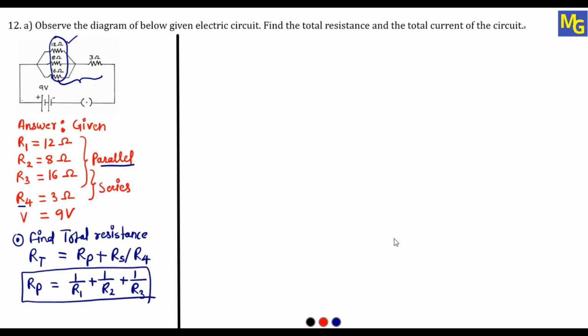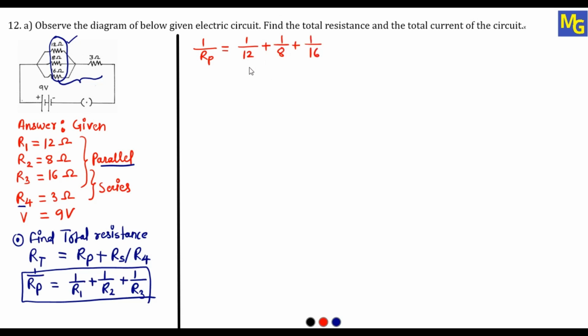Sorry, a little bit of change we have to do. It is not RP, it is 1 by RP we should write. 1 by RP is equal to 1 by R1 plus 1 by R2 plus 1 by R3. Make all these corrections in your notes also. So now we will substitute the values. 1 by RP is equal to 1 divided by 12 plus 1 divided by 8 plus 1 divided by 16.